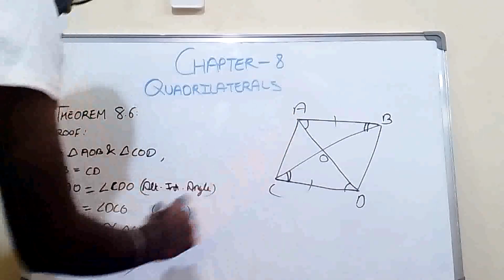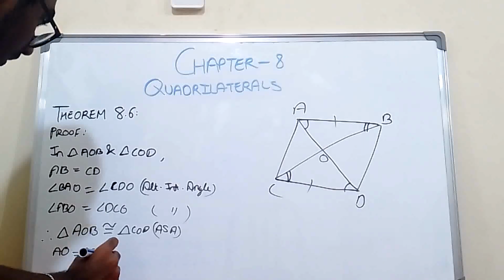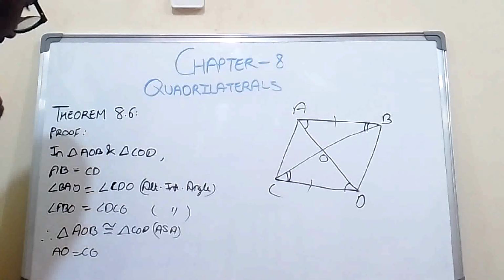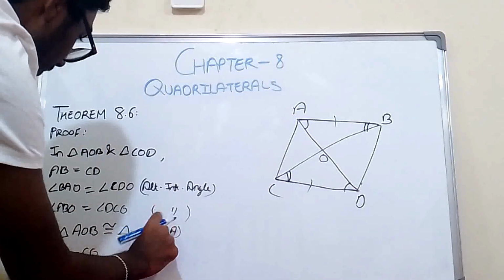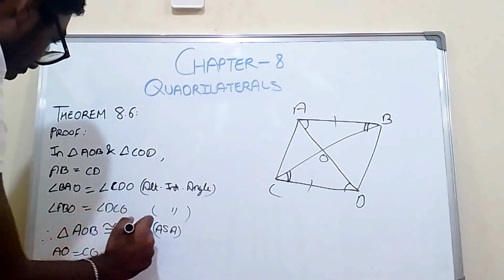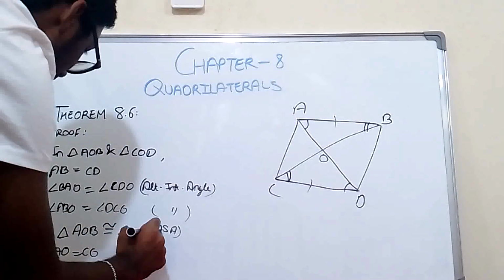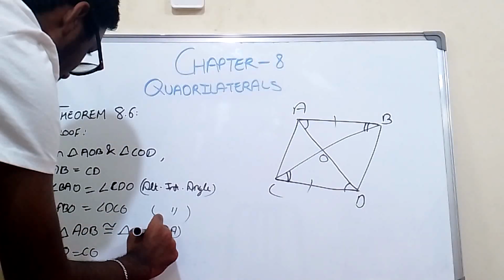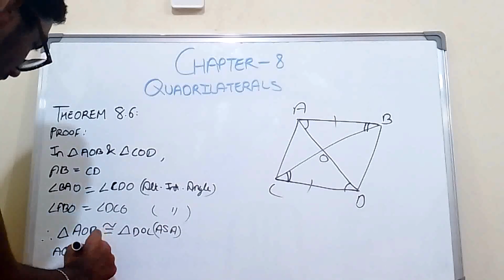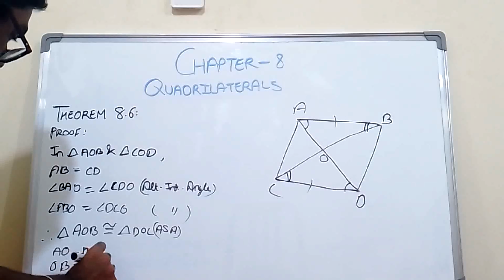And therefore, we can tell that AO is equal to CO. Wait a minute, maybe an error. So angle ABO is equal to DCO. So A is congruent to D, then B is congruent to C. So it's DOC. So AO is equal to DO and OB is equal to OC.